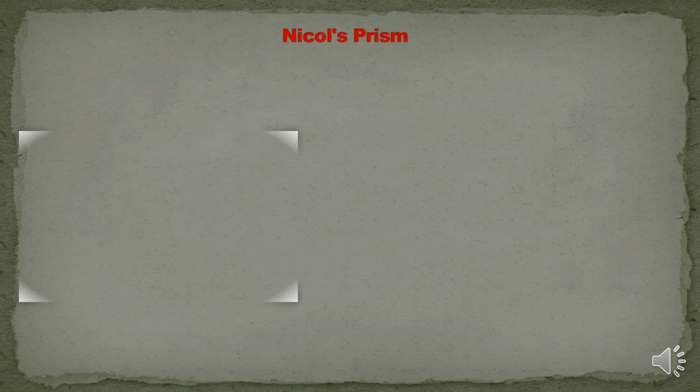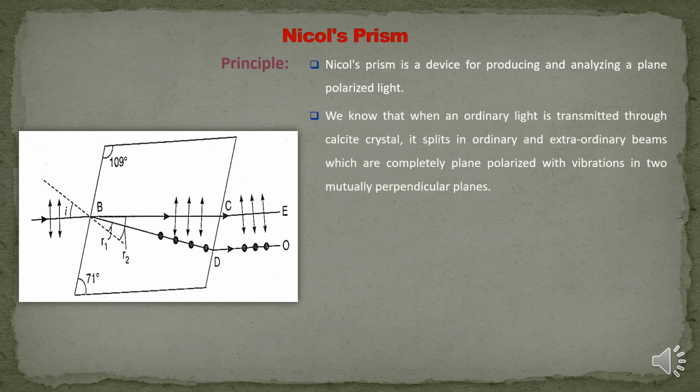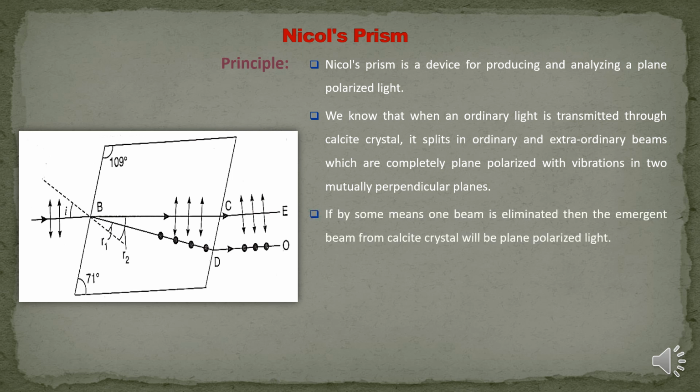Nicol's prism. Principle. Nicol's prism is a device for producing and analyzing plane polarized light. We know that when an ordinary light is transmitted through calcite crystal, it splits into ordinary and extraordinary beams, which are completely plane polarized with vibrations in two mutually perpendicular planes. If by some means one beam is eliminated, then the emergent beam from calcite crystal will be plane polarized light.